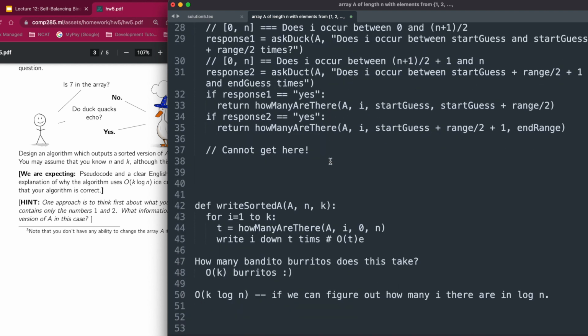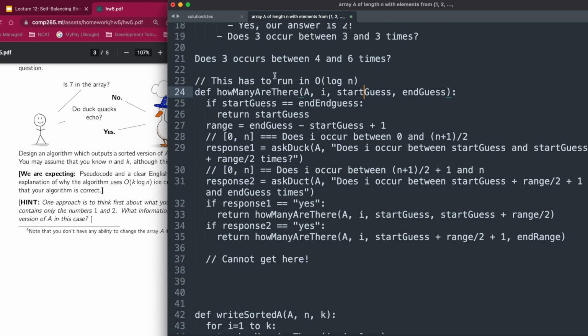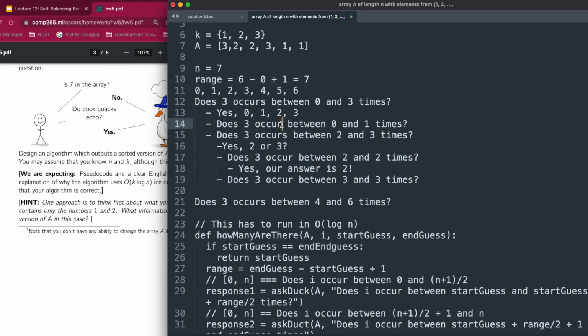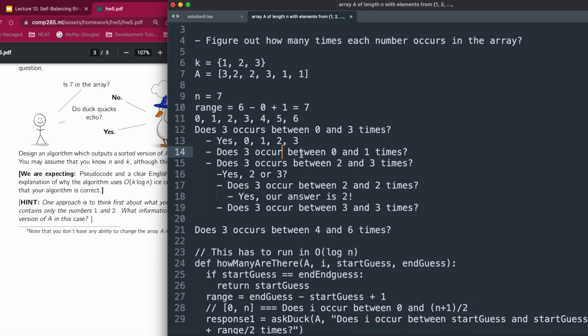And that's it. So that takes log of n, which means it takes 2 times log of n or something like that, so you'll have to pay 2 log n bandito burritos to your duck.